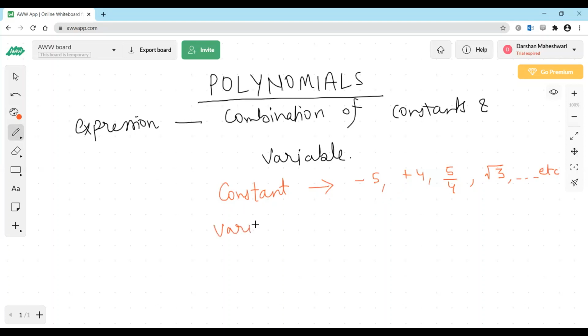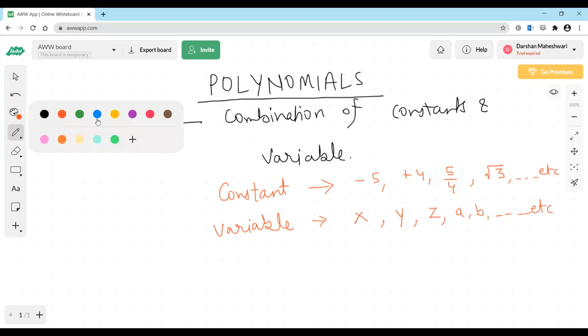But a variable is something which can take any value. For example, the most common variable which we use in our questions is x. We also have variables like y, z, a, b, etc. All these are variables which do not really have any constant value. All right, so a polynomial is an expression which is a combination of constants and variables.